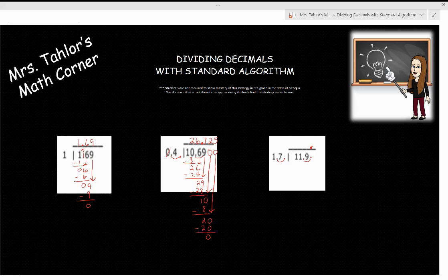I raise my decimal to the roof. I happen to know that 17 times 7 is 119. And when I subtract, I have a remainder of 0. I know that 7 and 0 tenths is the same thing as 7. It's a whole number.